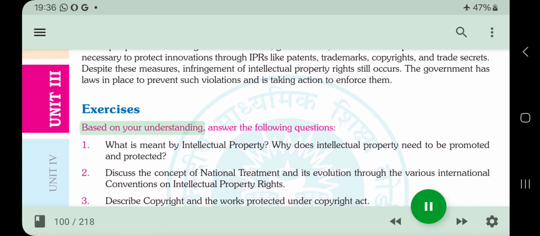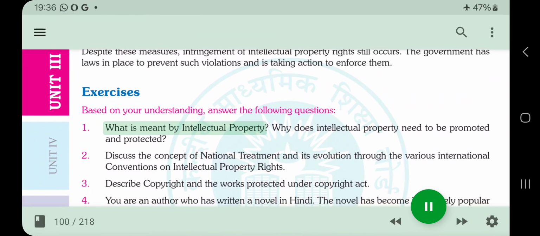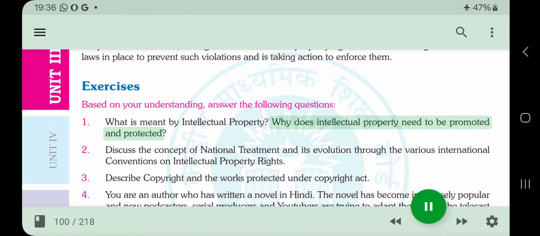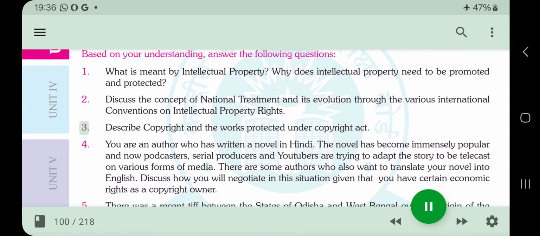Exercises. Based on your understanding, answer the following questions. 1. What is meant by intellectual property? Why does intellectual property need to be promoted and protected? 2. Discuss the concept of national treatment and its evolution through the various international conventions on intellectual property rights. 3. Describe copyright and the works protected under Copyright Act.